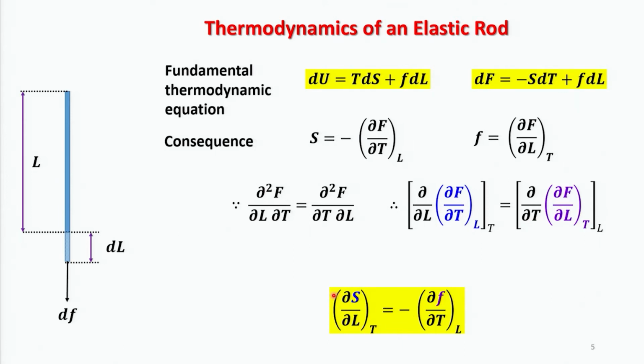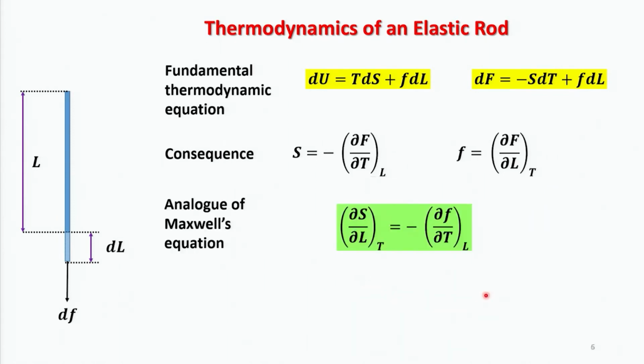I get del S del L at constant temperature is equal to minus del F del T L. Now, that immediately tells you that the exercise that I have been carrying out over here is essentially the derivation of Maxwell's relation, and therefore, for this particular system, this is an analog of the Maxwell's equation that we know for the pressure volume work.